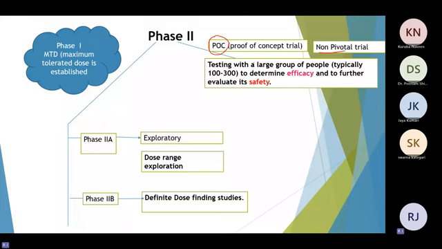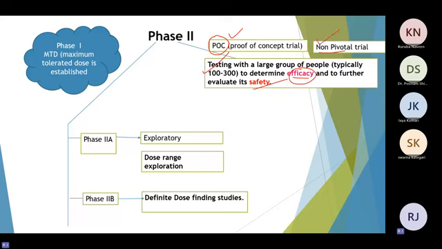it is tested in a large group of people, typically 100 to 300. In phase 1, what I said, less than 100, right? Here 100 to 300. And in phase 2, we determine efficacy and safety. In phase 1, we determined safety, PK, and maximum tolerated dose. We did not determine efficacy. Just remember, this is the first time we are going to determine efficacy. That's why it is called proof of concept, where we are going to prove our concept: my drug is effective for this particular illness.